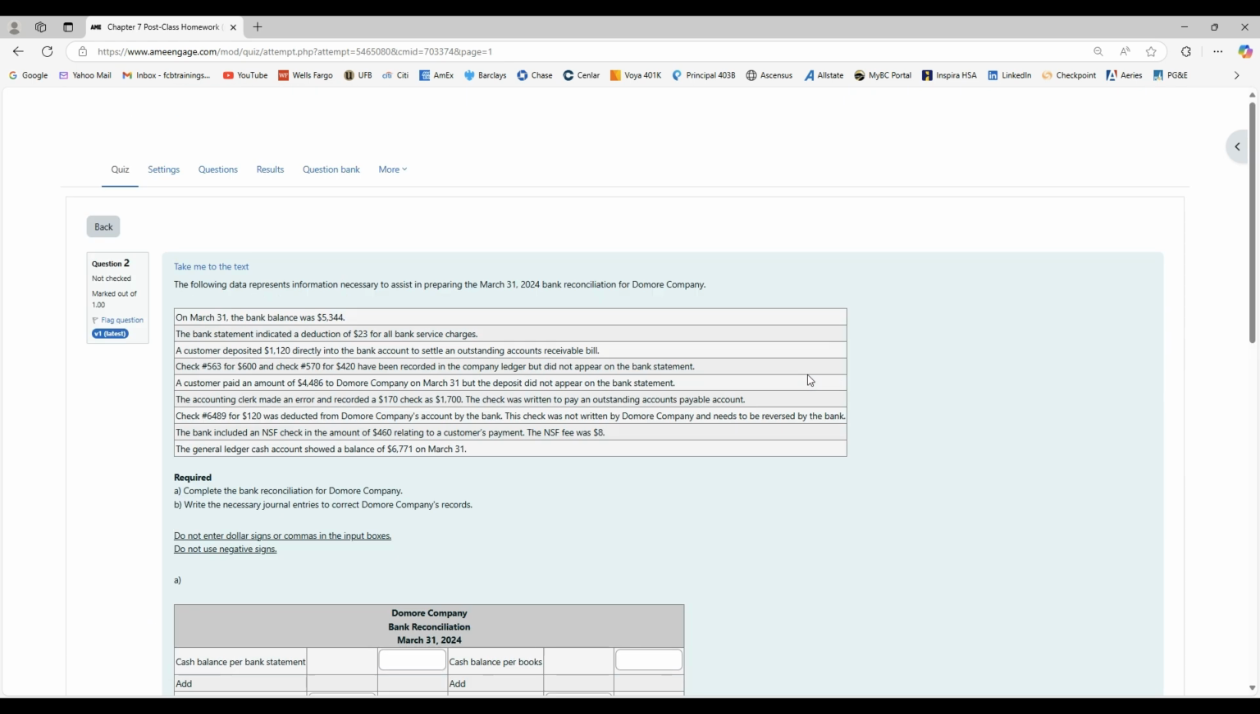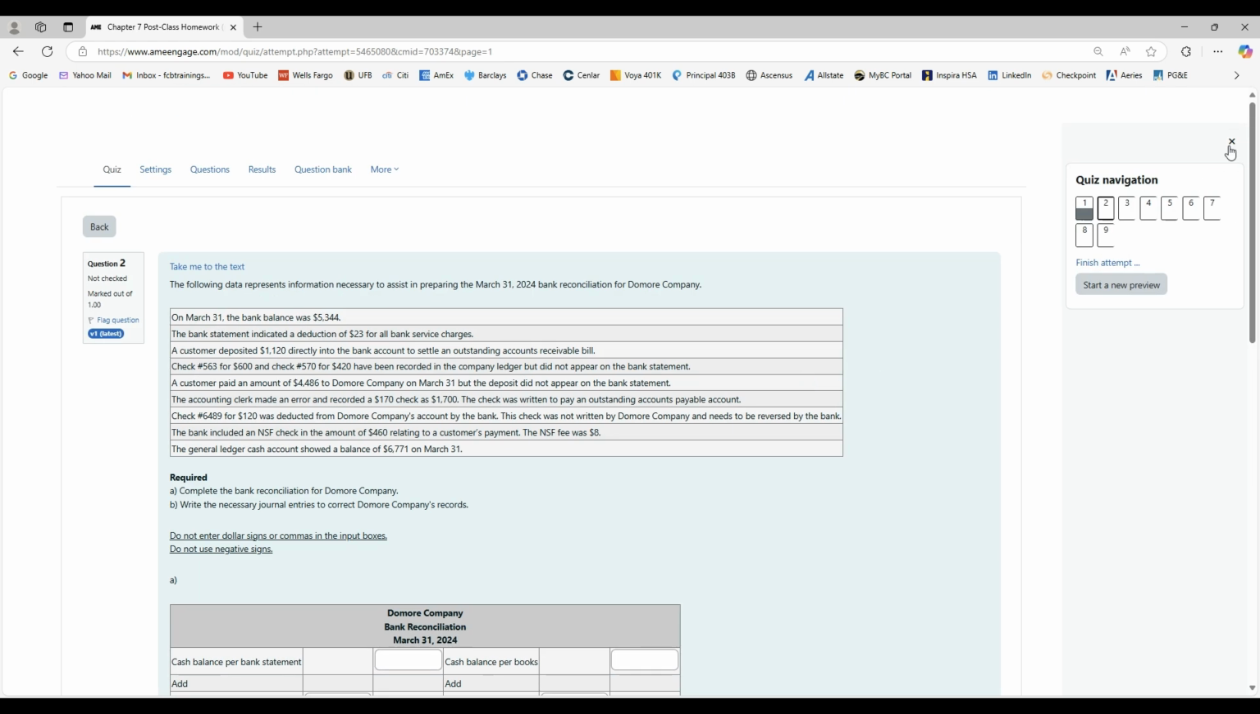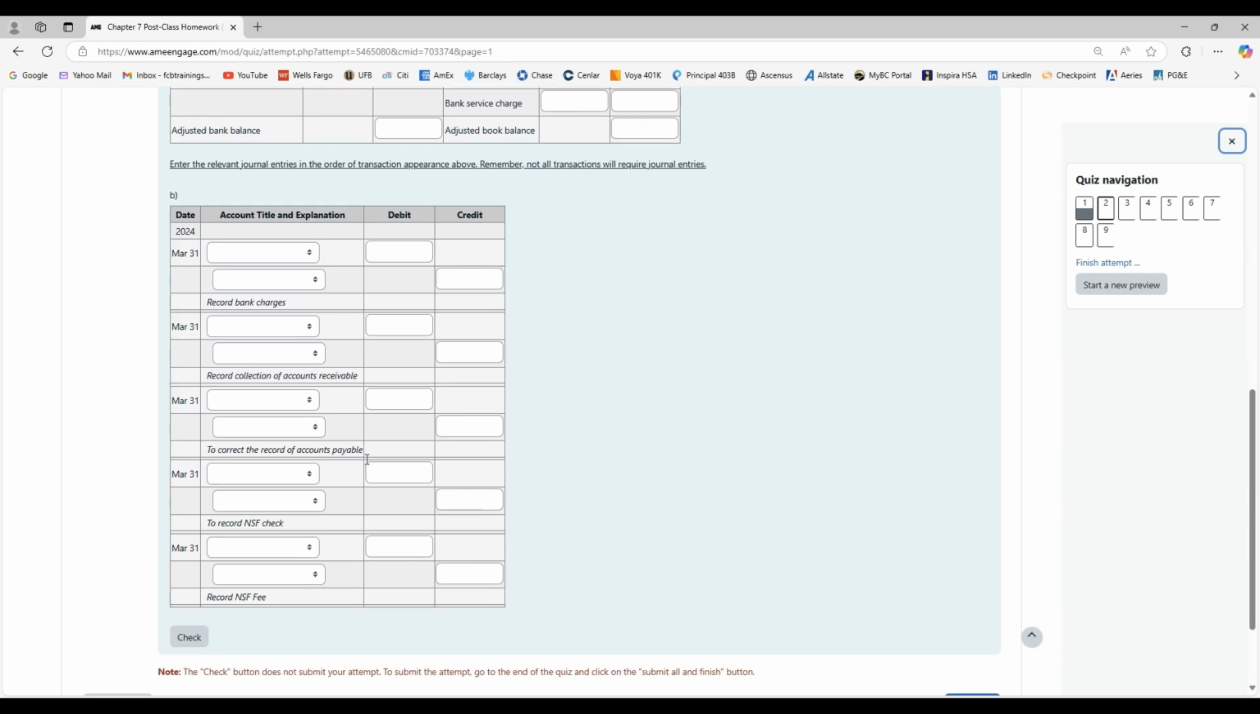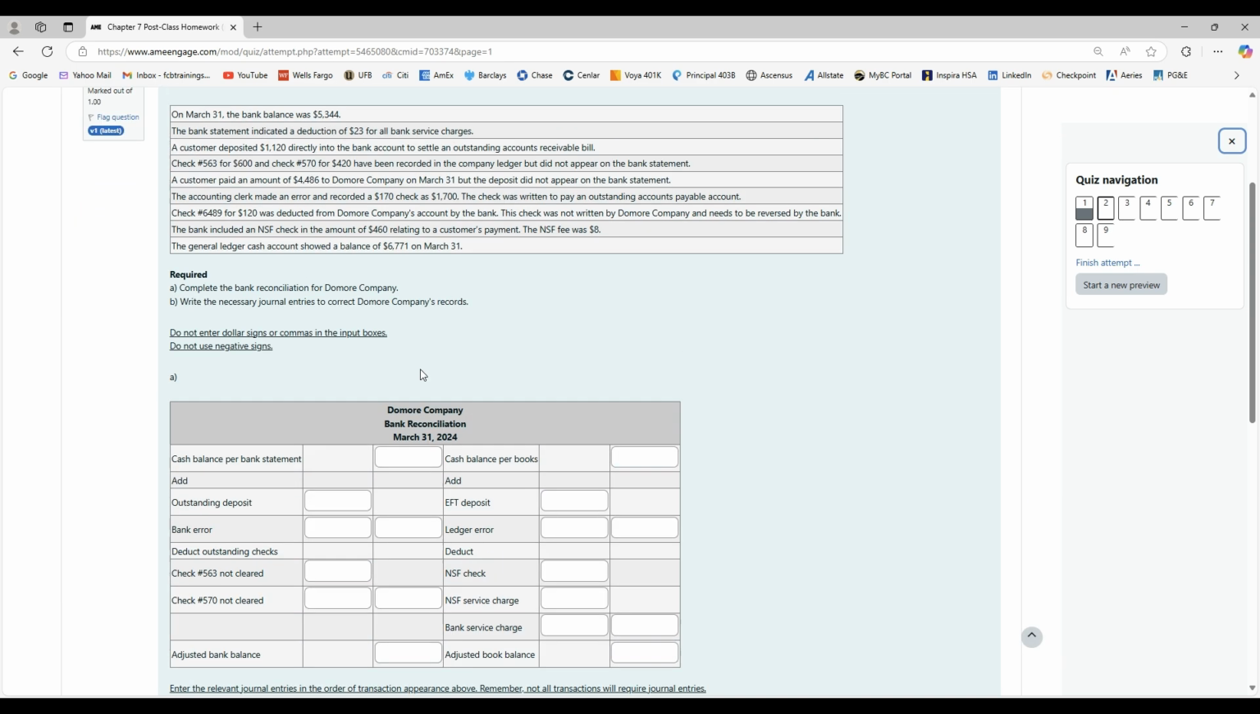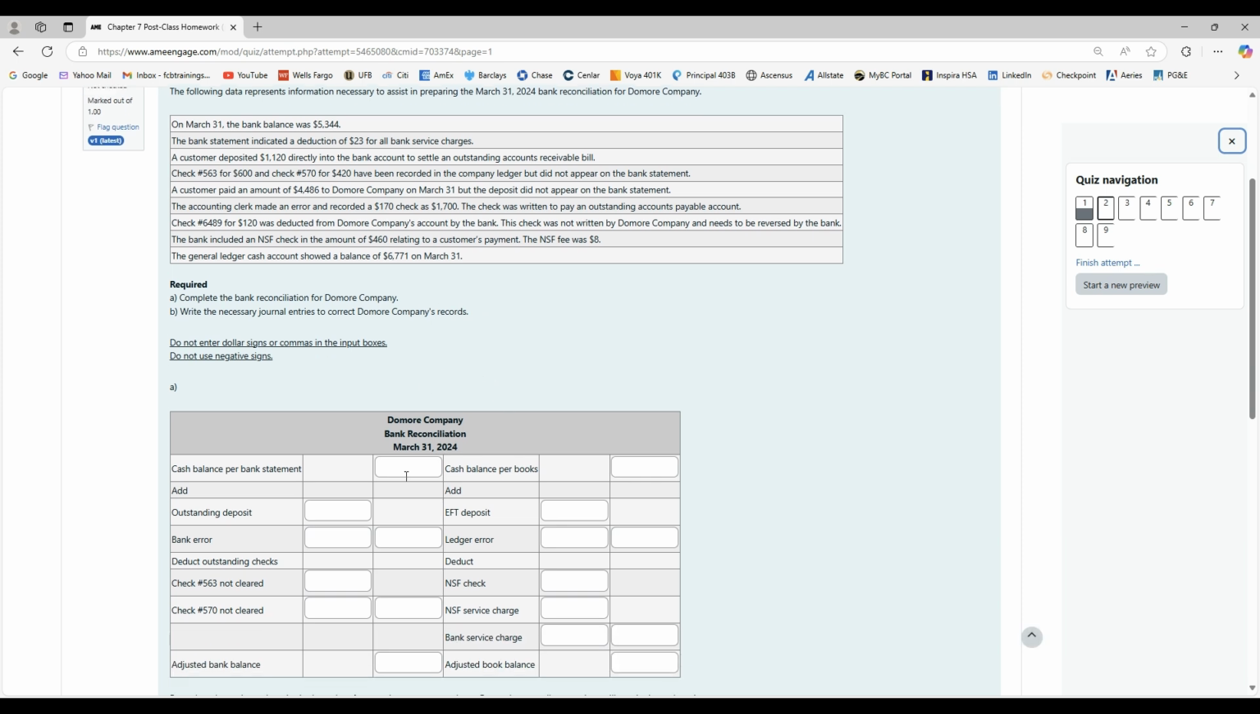Okay, question number 2. Question number 2 says, the following data represents information to prepare our bank reconciliation. And so then we've got the journal entries and the bank rec here. So on March 31st, the bank balance was $53.44, and the book balance was $6,771. Okay, and let's go through and look at our items.